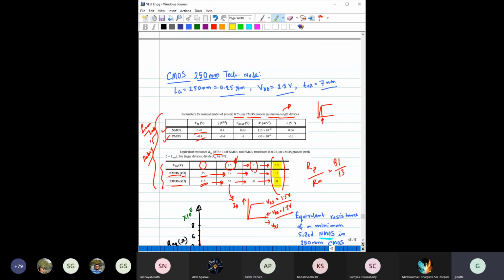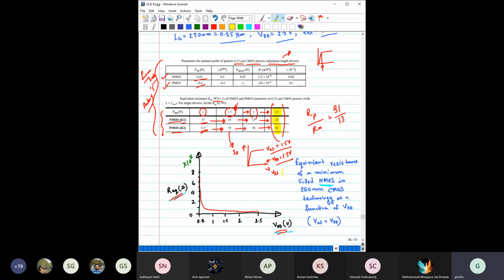No issue. So I hope that you have understood the basics, right? How the nature should be and how this R equivalent is dependent on VDD, and the most important thing is the width, and what would be the practical value for a particular technology node, for a 250 nanometer CMOS technology node.